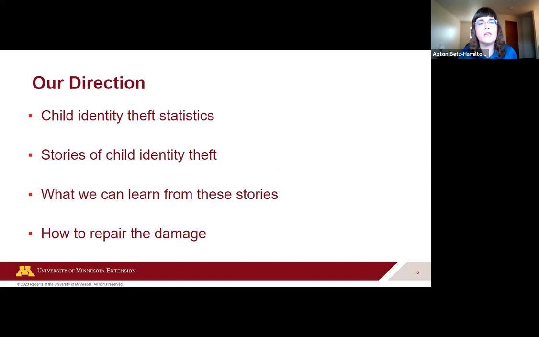In this presentation, I will share some child identity theft statistics, and I'll also share why the statistics we have really aren't that reliable. I'll then talk about stories of child identity theft, both based on my research. I do a lot of qualitative research in the area of child identity theft and familial identity theft. I'll also include information about my own story. Then I'll talk about what we can learn from these stories and then talk a bit about how to repair the damage.